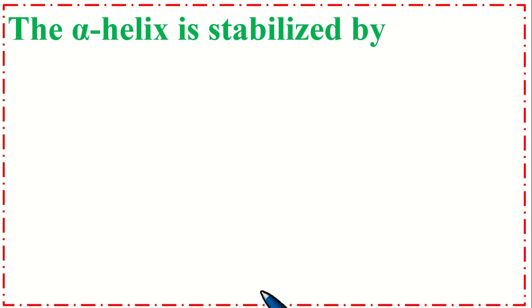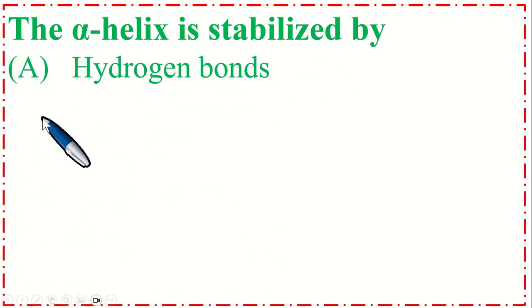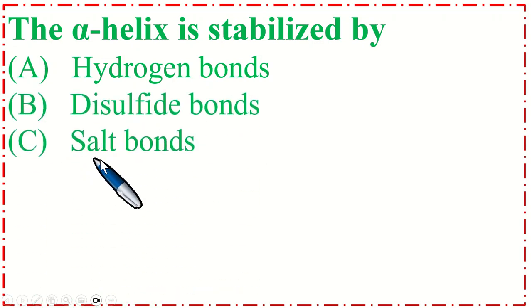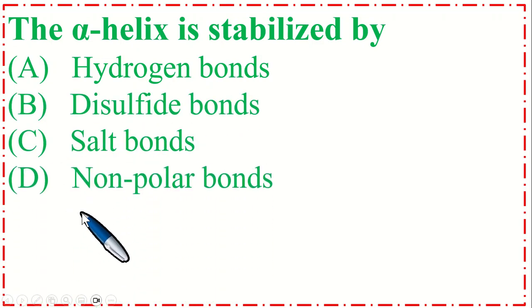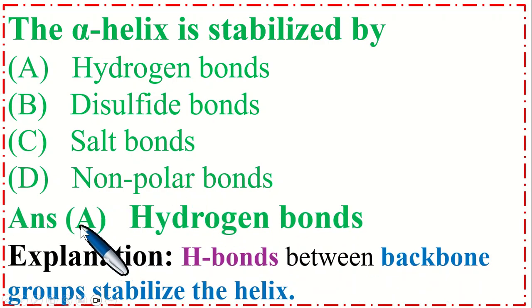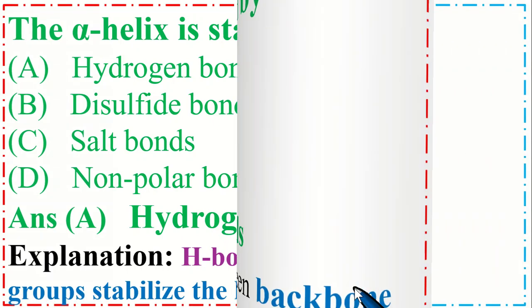So this is very important MCQs. The alpha helix is stabilized by option A hydrogen bonds, B disulfide bonds, C salt bonds and option D non-polar bonds. So the correct option is A, hydrogen bonds. Hydrogen bonds between backbone groups stabilize the alpha helix.